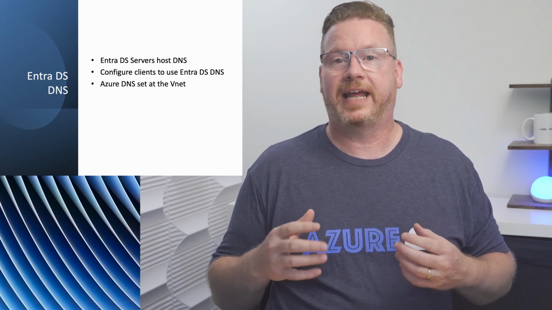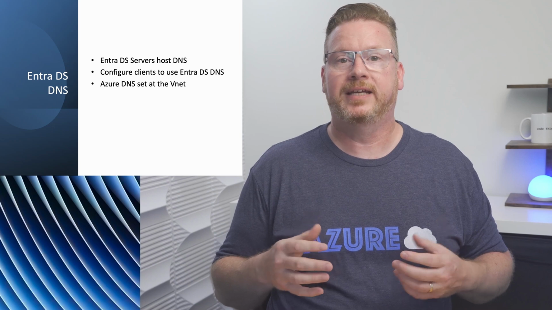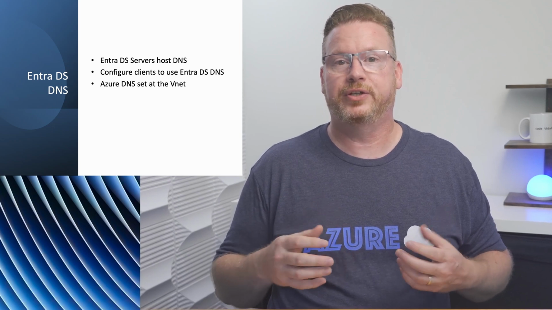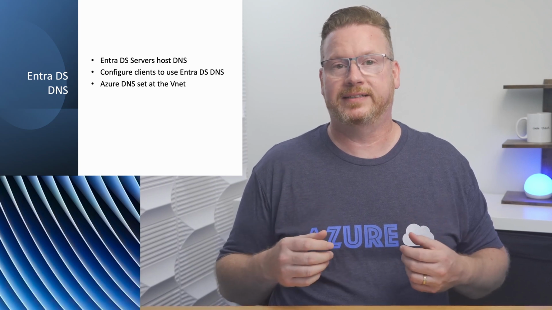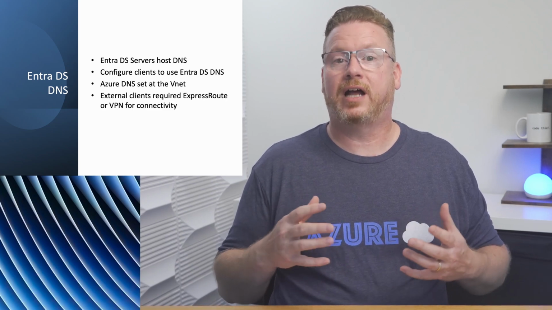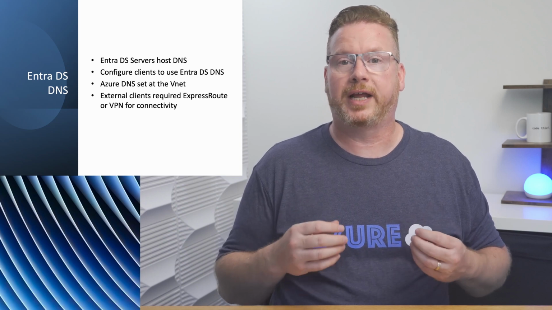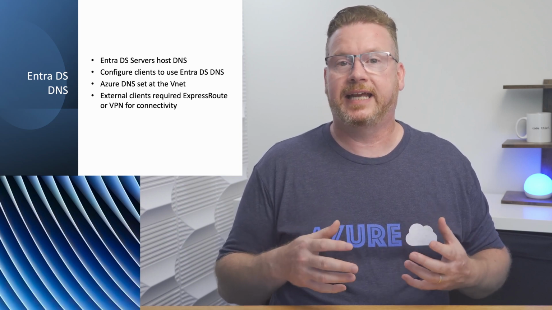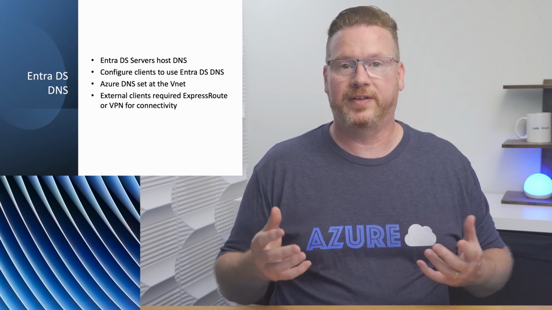DNS is configured at the VNet in Azure. Clients and other VNets can join the managed domain, providing they're configured to use Entra Domain Services DNS, and there's peering between the VNets. Clients outside of Azure can also use Entra Domain Services. That requires DNS configured for Entra Domain Services and connectivity to the managed domain VNet with ExpressRoute or a VPN.